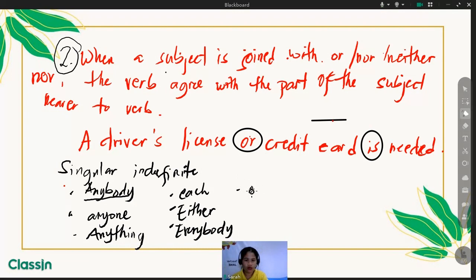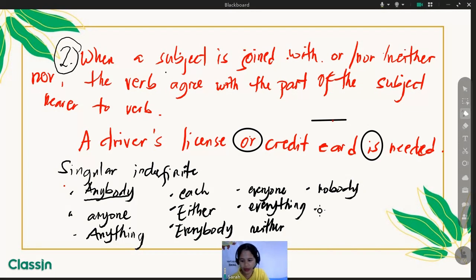Okay, next, everyone. We know about this many times. Everyone of us has to take care of our environment. Next, everything. When you hear the word everything, this is a singular indefinite pronoun. Next, neither. Next is nobody. Nobody but you. Next, no one. Here, nothing.